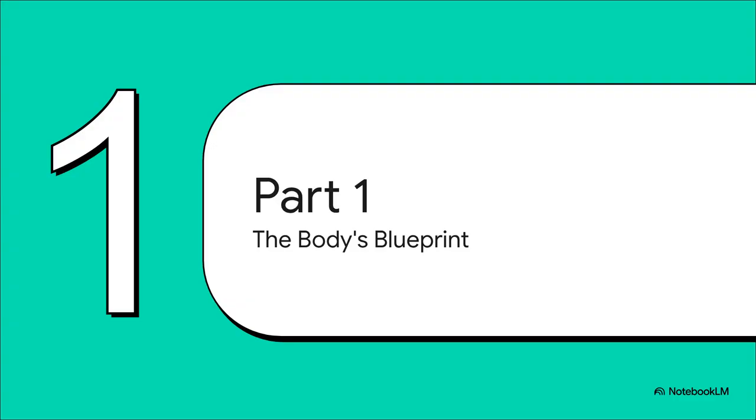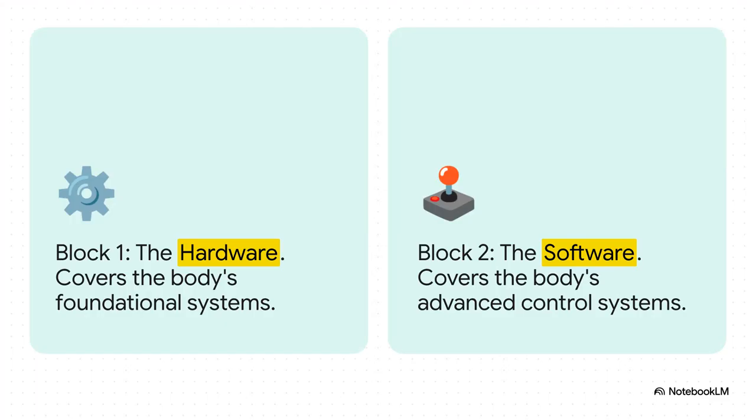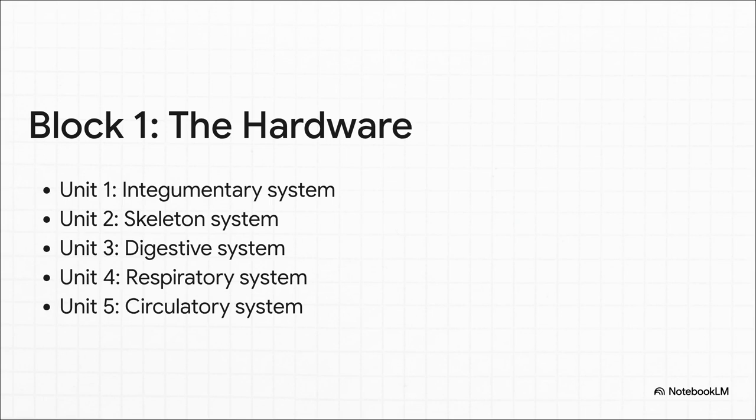All right, part 1, the body's blueprint. Okay, a really great way to think about this first half is to imagine you're building a computer. Block 1, that's all your hardware, the essential physical parts you need. And block 2, well, that's the software. The complex programs and control systems that make all that hardware actually do something useful. So, digging into block 1, this is where we cover that core hardware. We're talking about things like the integumentary system, which is basically an animal's outer covering, and of course the skeleton. Then you've got the essential engines for digestion, breathing, and circulation. These are the absolute must-have fundamentals.